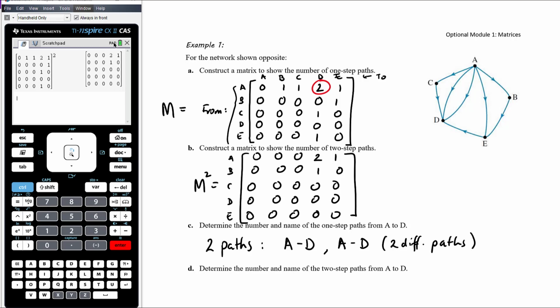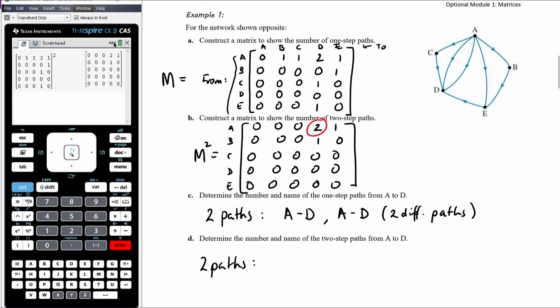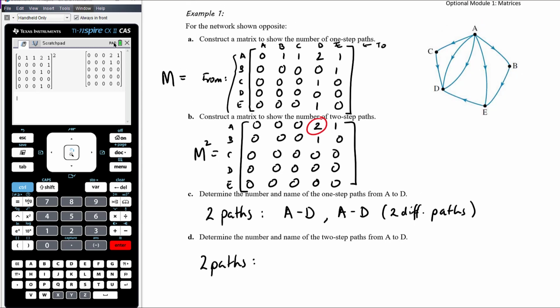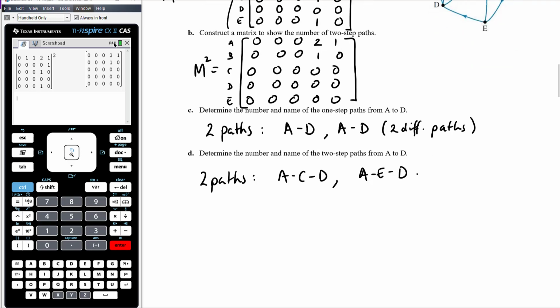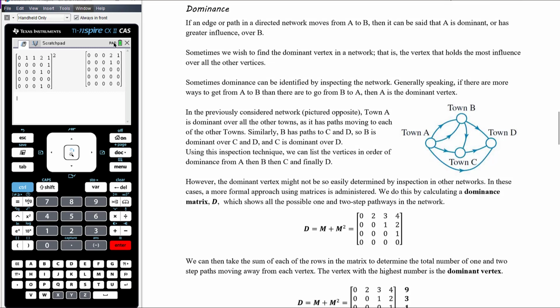Determine the number and name of two-step paths from A to D. So in this instance, we're looking at two-step paths from A to D. Again, there are 2 paths. The first one is A to C to D, and the other one is to go via E, A to E to D. All right, we want to take this a step further and think about it as dominance.